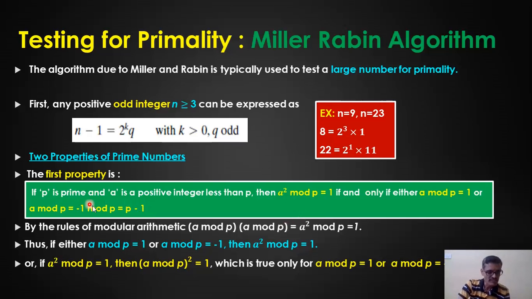So if p is a prime number and a is some positive integer less than p, then a square mod p is equal to 1 if and only if a mod p is either equal to plus 1 or equal to minus 1. Minus 1, converted into a positive number, becomes p minus 1. That is what I have mentioned over here. If a square mod p is equal to 1, then a mod p whole square is also equal to 1, which is true only when a mod p is 1 or a mod p is p minus 1, or minus 1. So this is the first property.